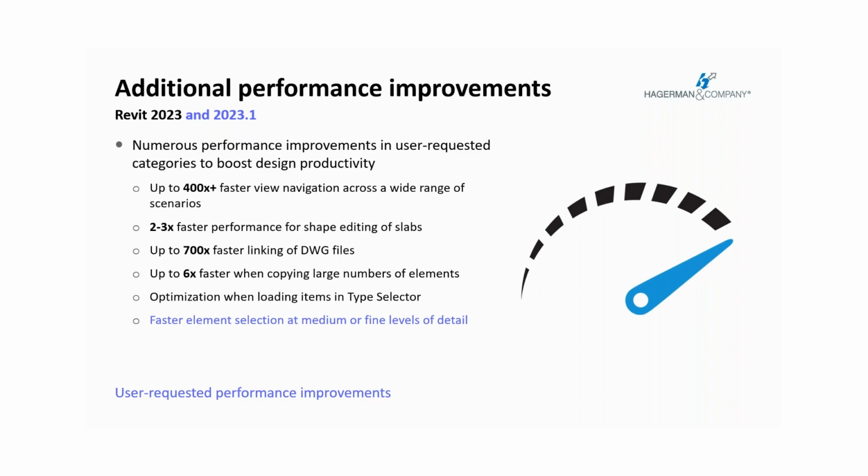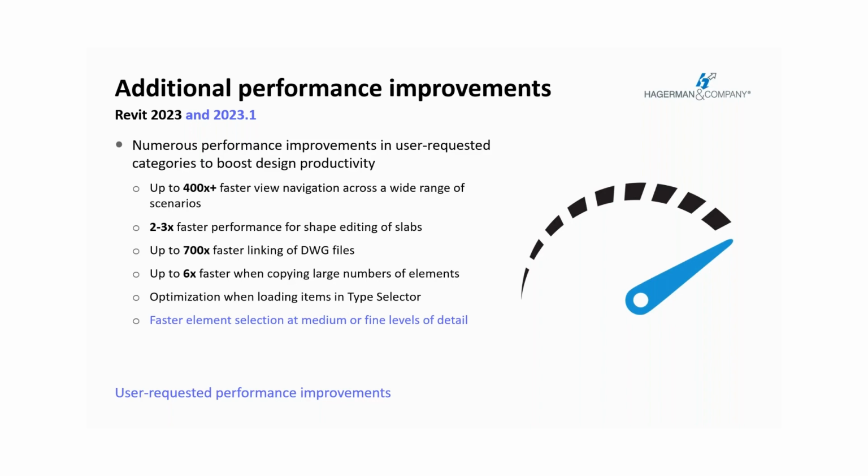Now, for MEP elements, users reported that Revit views displaying large numbers of MEP elements needed optimization. Revit 23 provides an average performance improvement of 25% in opening and navigating views containing large numbers of MEP elements.